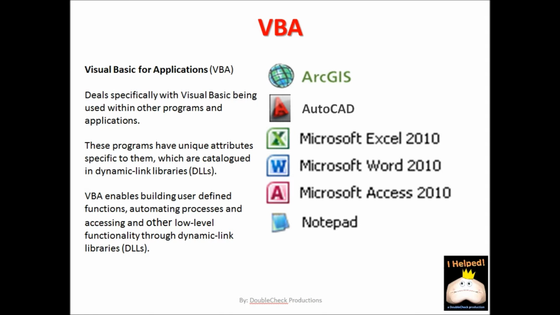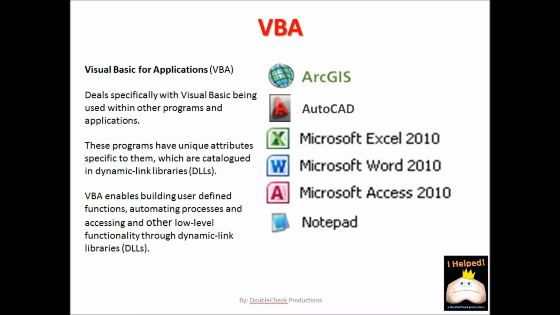Looking at the programs that we have listed here, we see that they possess certain attributes which are unique to them. Within AutoCAD are elements such as drawings, projects, and snap settings. Excel has elements such as workbooks, worksheets, and cells. Access has elements such as tables, queries, forms, and reports. These unique aspects are cataloged in dynamically linked libraries, or DLLs as they're commonly referred to.